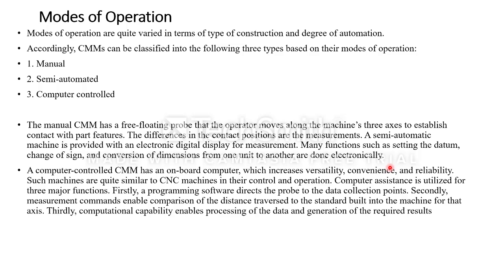Secondly, measurement commands enable comparison of the distance traveled to the standard built into the machine for the axis. Now we will be doing the comparison with the datum. Then thirdly, computational capability enables processing of data and generation of the required results. These are the processes in which CMM has to be used.